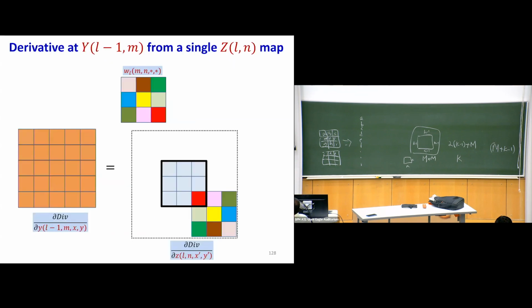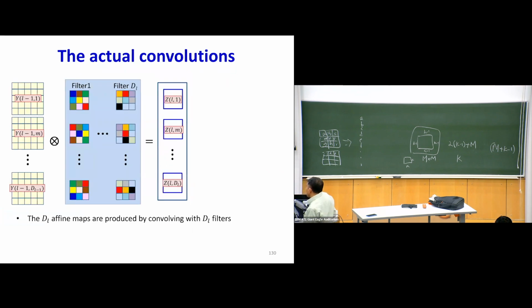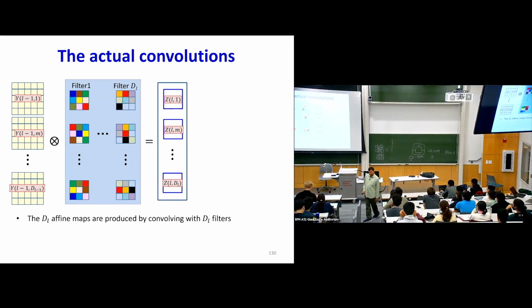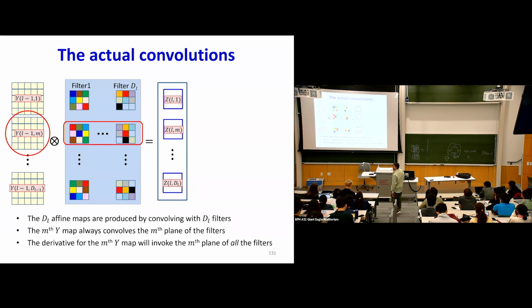But then this was just one channel, right? In reality, any element over here affects all of the output channels. And so in order to compute the derivatives for any one of these, we'd have to consider all of the output channels, right? And now, if I'm looking at the mth input channel, the mth input channel is going to influence every one of these output channels through the mth channels of all the filters, correct?